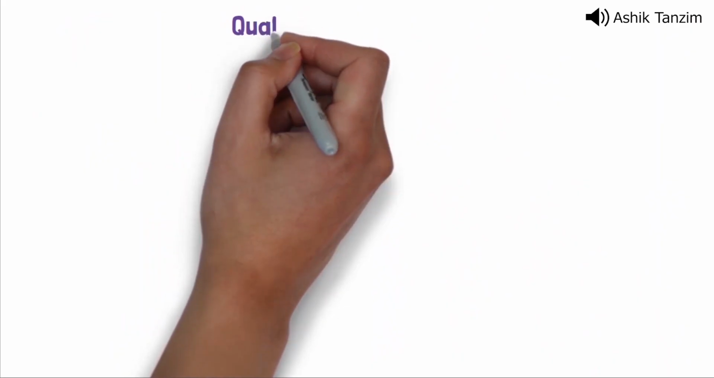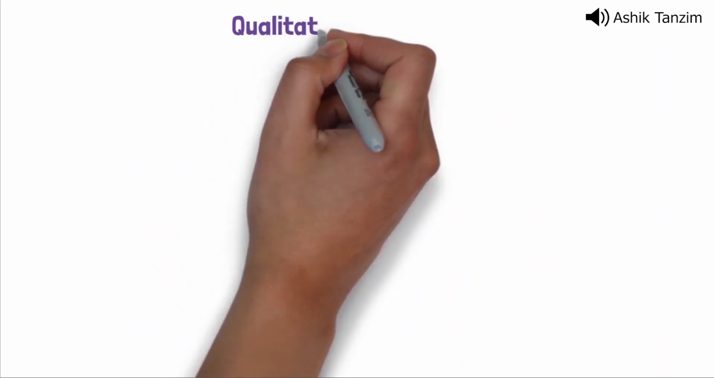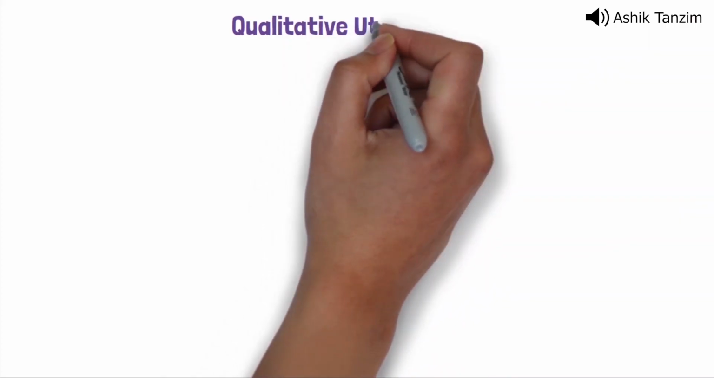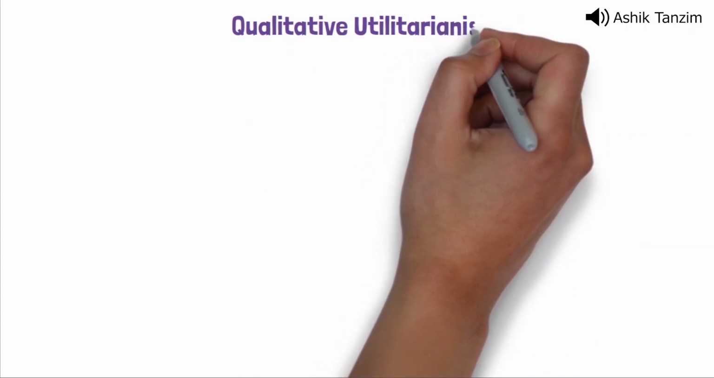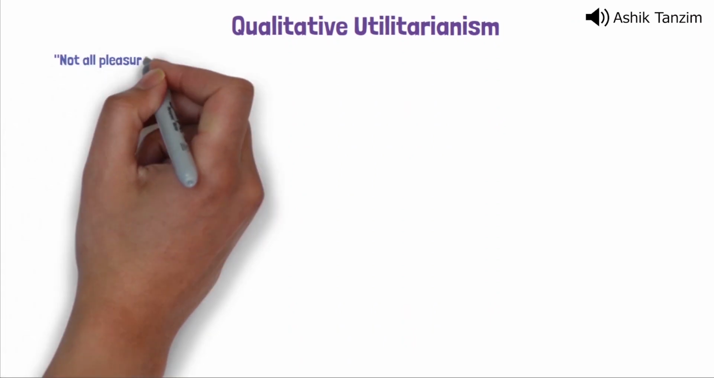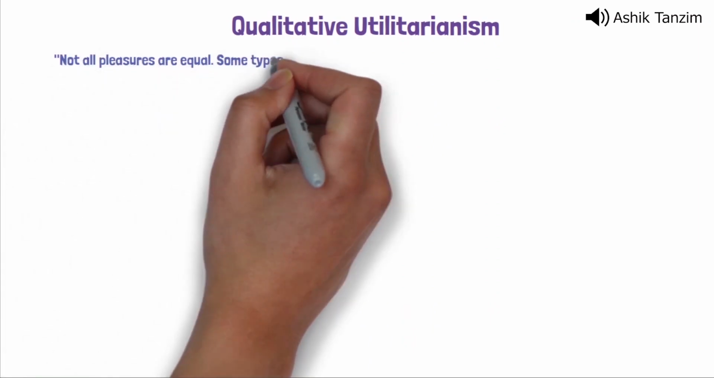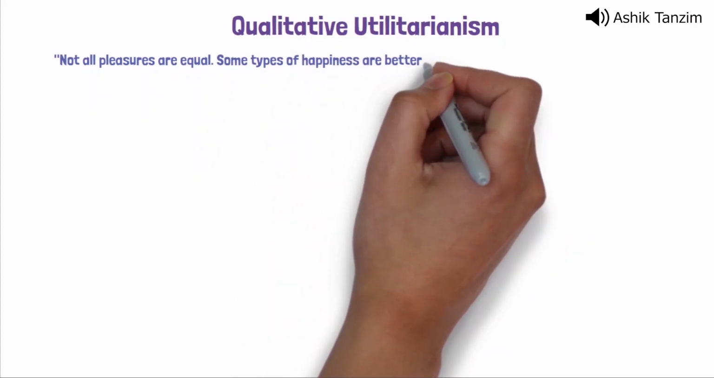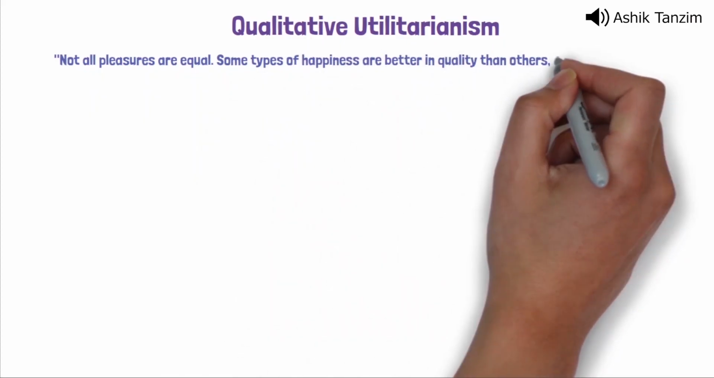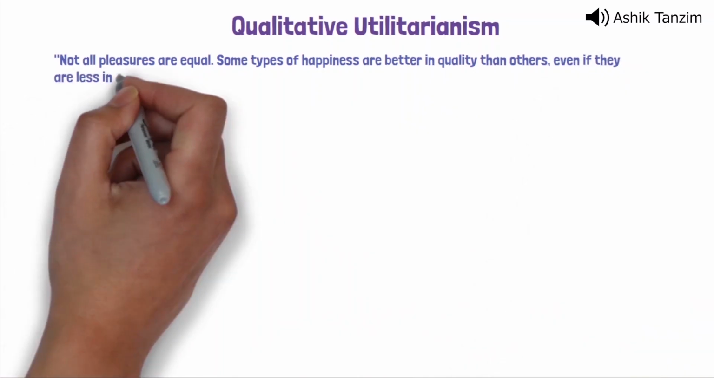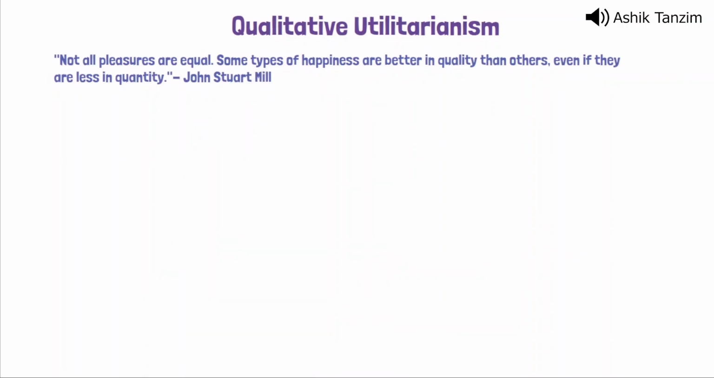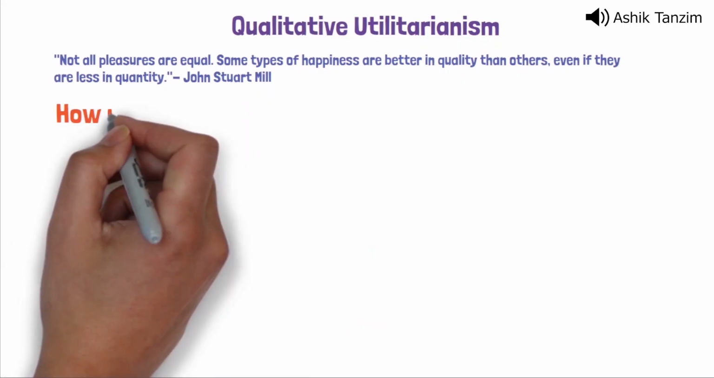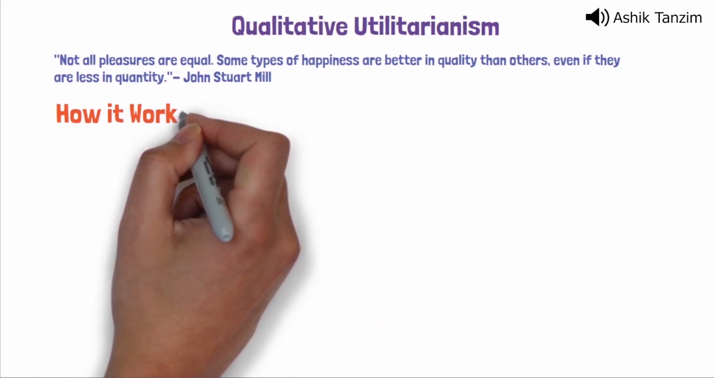Now, I am going to briefly introduce you to qualitative utilitarianism, a concept developed by the philosopher John Stuart Mill. While traditional utilitarianism focuses on maximizing the amount of happiness, Mill took it a step further. He argued that not all happiness is equal. Some types of happiness are more meaningful and valuable. He believed that intellectual, moral, and creative pleasures are of higher quality than simple physical or short term pleasures. We can categorize them into higher class pleasures and lower class pleasures.